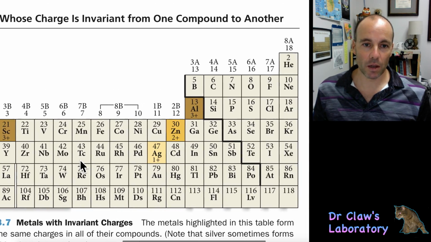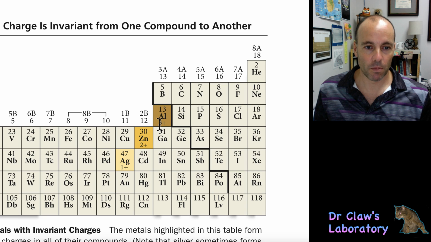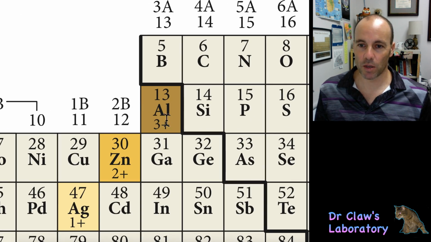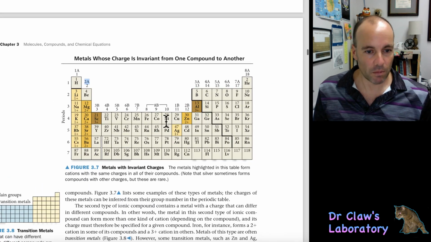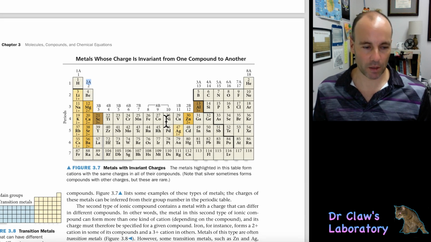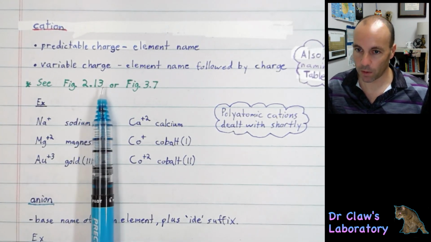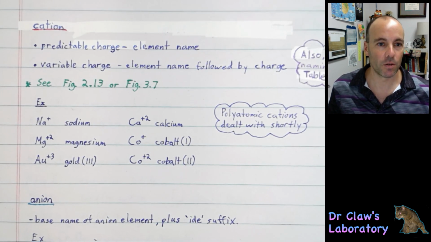Now columns 3A form +3 ions. Okay, like aluminum. If I say you have an aluminum ion, it's a +3 ion. All right. Now let's find that other figure. Actually, I want to find you the other figure as well. So that figure 2.13, because that shows you the nonmetals. I thought it showed you the metals, but let's take a look.